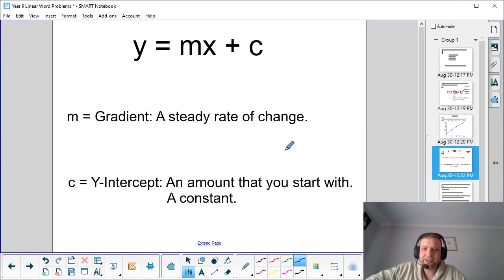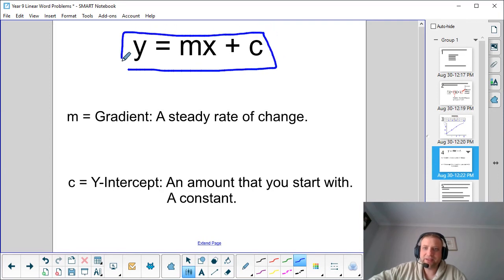All right, and this slide is here just in case you want something for your glossary. This is for our word problems. We're going to be putting it into this format, the y equals mx plus c format. So numbers go here, letters go there. And the number that goes here will be our gradient. So we're going to be looking for a steady rate of change, something that happens over and over and over again and makes our numbers go up and up and up. You'll see what we mean soon when we do our first example.